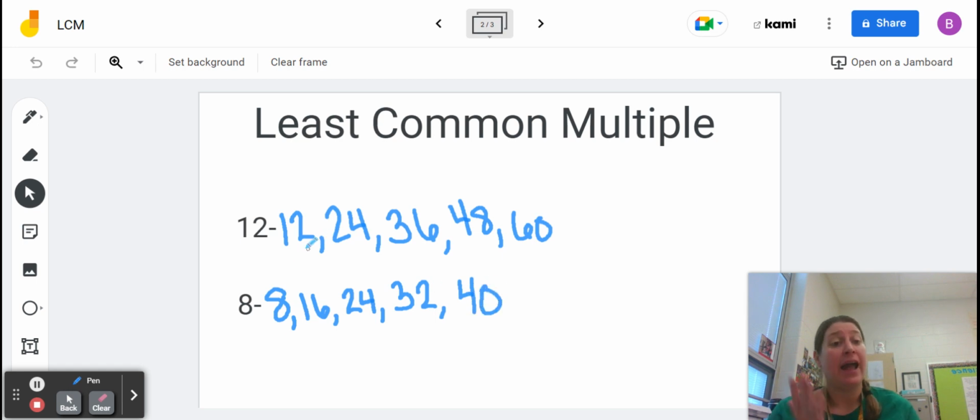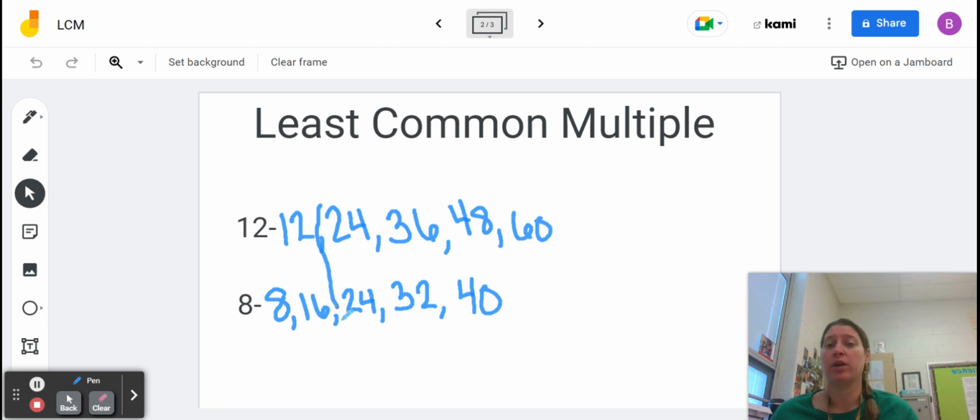So now that I have my first 5 multiples, I'm going to stop and look to see if they have the smallest number that they both have in common. So I'm going to start here. I have a 12. Do I have a 12 on the bottom? No. 24? Yes, I have a 24 in both lists.